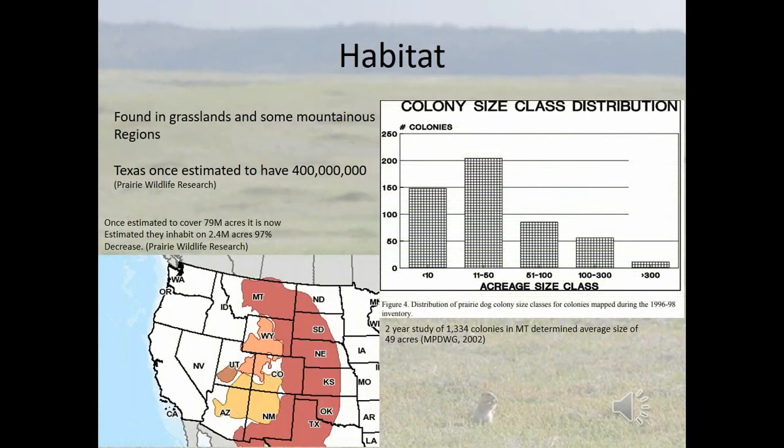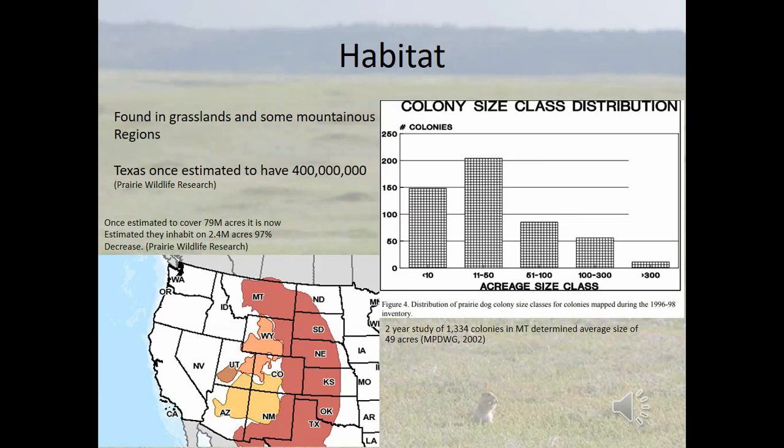The habitat of the prairie dog is open grasslands, with a range of northern Mexico to the southern border of Canada. Once estimated to cover nearly 79 million acres in the early 1900s, it is now estimated they only inhabit roughly 2.4 million acres, a 97% decrease. This decrease has been due to eradication by humans during expansion and land control for livestock grazing, as well as the introduction of the plague.